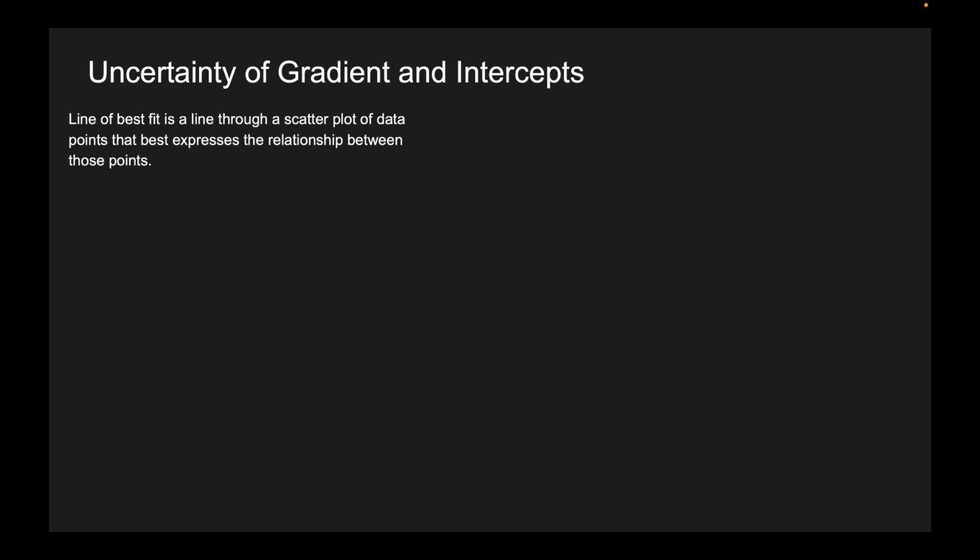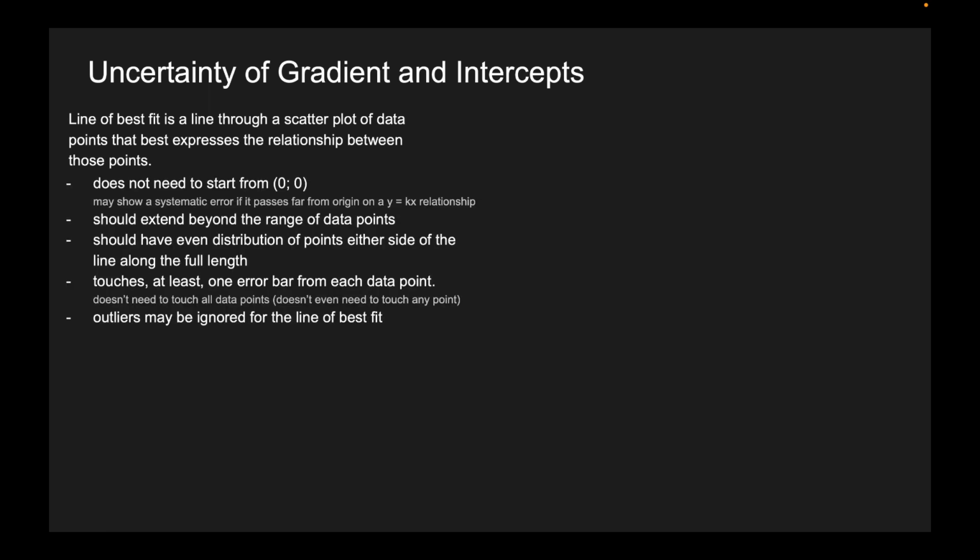Line of best fit is a line through a scatter plot of data points that best expresses the relationship between those points. Line of best fit does not need to start from origin. It may show a systematic error if it passes far from origin on a linear relationship. It should extend beyond the range of data points and should have even distribution of points on either side of the line along the full length.